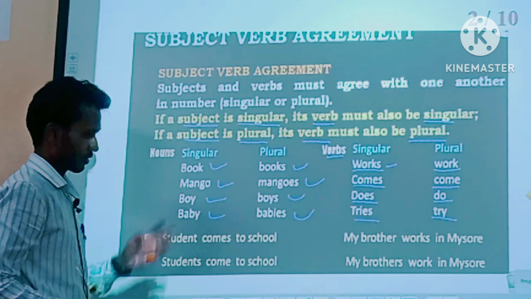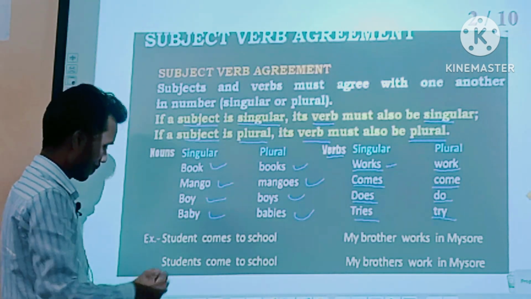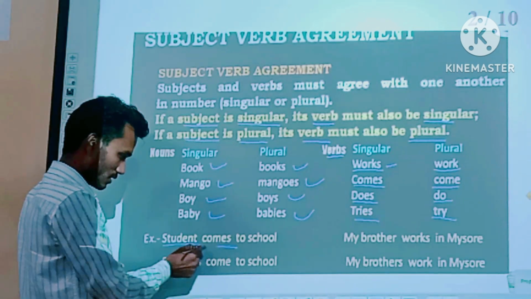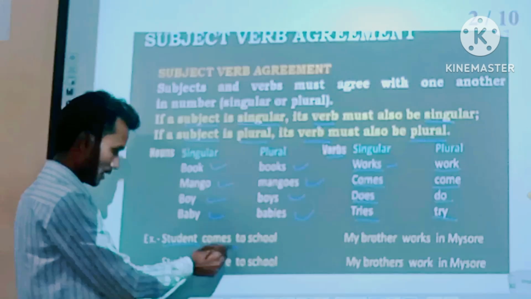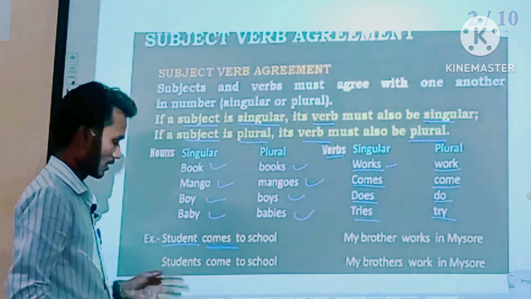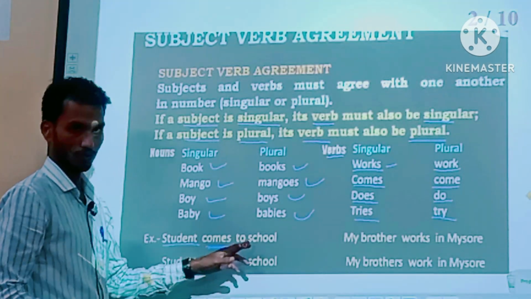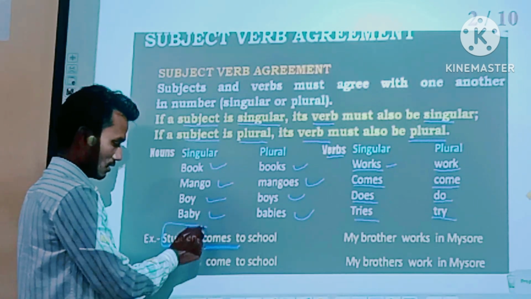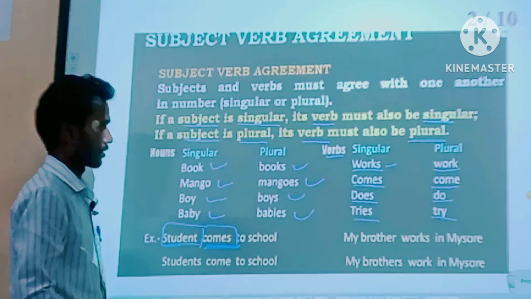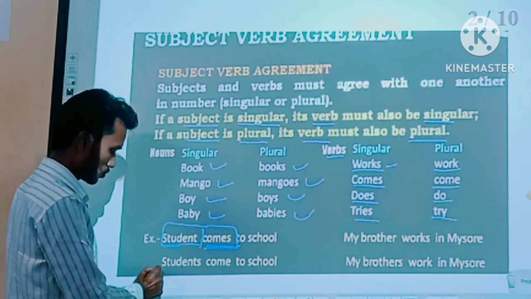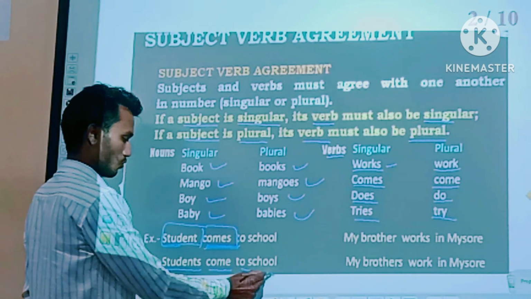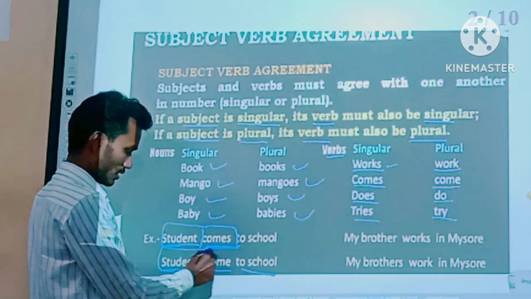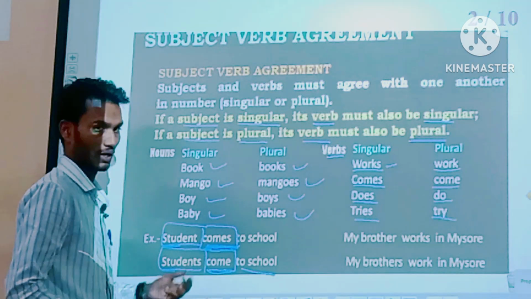So let me make it very simple. So here student is singular, that's why the verb here is singular, right? The verb here used is singular. Student comes to school, right? So here student is singular, as well as the verb is also singular, right? Then students come to school. Here students is plural, that's why the verb here is also plural, right?